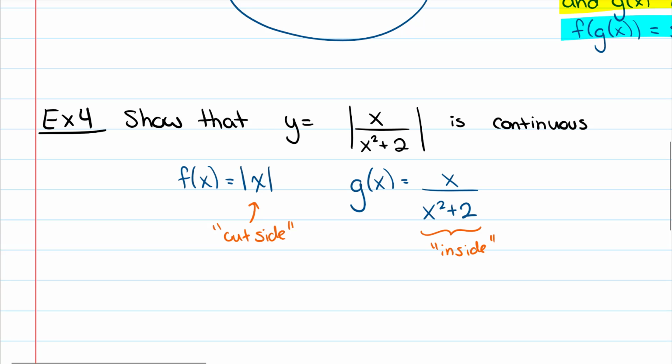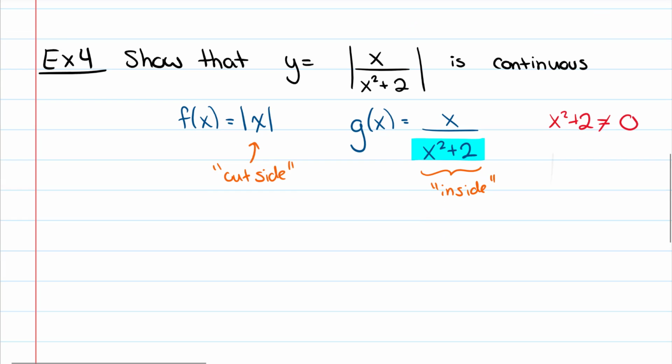So just looking here now, we have that the outside function is the absolute value of x, which we know is continuous. And the inside function is a rational function, which is sometimes discontinuous. However, the way to make a rational function discontinuous is to set the denominator equal to 0. Well, because we have x squared plus 2, x squared plus 2 can never equal 0. So now all we have to do is write our conclusion.